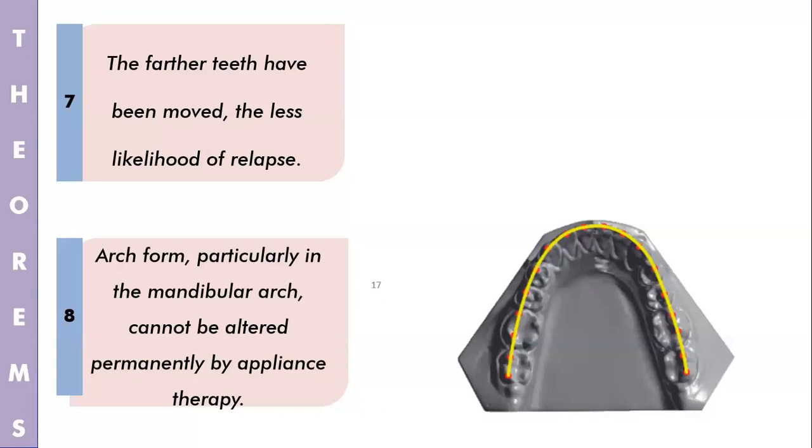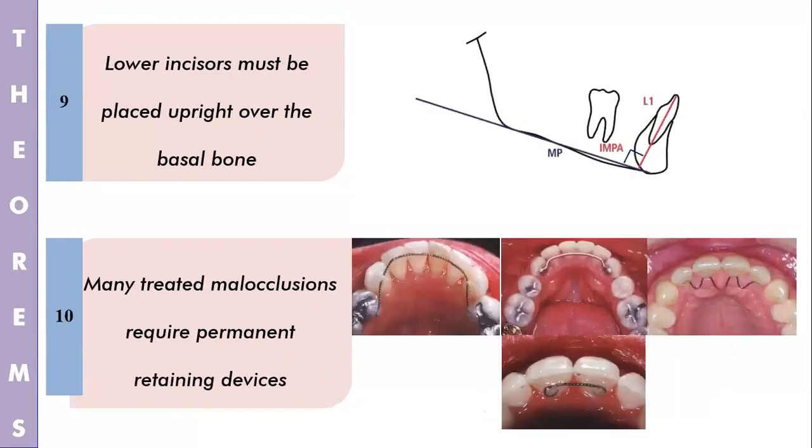Or apical base, right? Especially in the mandibular arch, your mandibular intercanine and intermolar widths are very uncompromising. If you expand way beyond this arch form, you will definitely have severe relapse. So they are fixed landmarks and you don't really manipulate them much. And of course, the lower incisor must be placed upright over the basal bone.